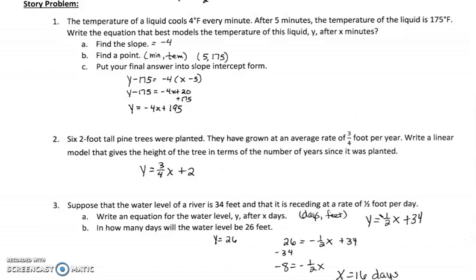Okay, last one, it says that the water level of a river is 34 feet, starting point, right? And it is receding at 1/2 foot per day, so negative, it's going down. So y is equal to negative 1/2 x plus 34. The follow-up question is the new part for that one. In how many days will the water level be 26? Notice you're letting days, which is time, be x, which means that feet would be y. So you put 26 in for feet and solve the equation, and you get an answer of 16 days.